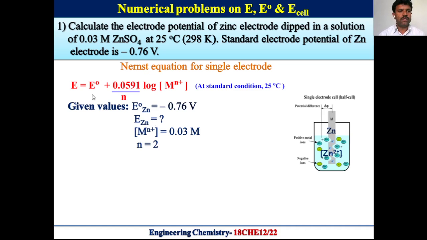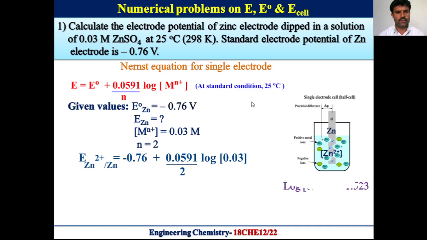The suitable Nernst equation for this problem is E is equal to E0 plus 0.0591 divided by N log of the concentration of metal ions in solution. Because the temperature they mentioned is 25 degrees or 298 Kelvin, we can directly use this Nernst equation at standard condition. Substitute the values. The value of E0 is minus 0.76 plus 0.0591 divided by the value of N is equal to 2 and log of the concentration of metal ions is 0.03.